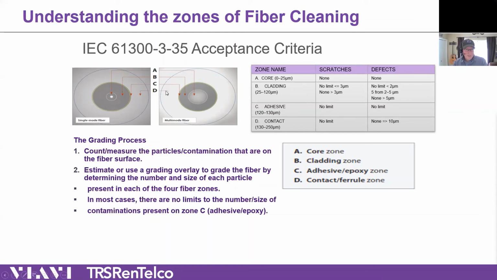That's okay. If it's in zone D, which is the contact zone, it doesn't really matter as long as it doesn't create a massive gap, right? So if you look at their criteria, that's got to be 10 microns, which is pretty big, right? But you go closer and closer to the core, and they start getting smaller and smaller, because the closer you get to that core, the worse your fiber, the worse your connector is going to get.